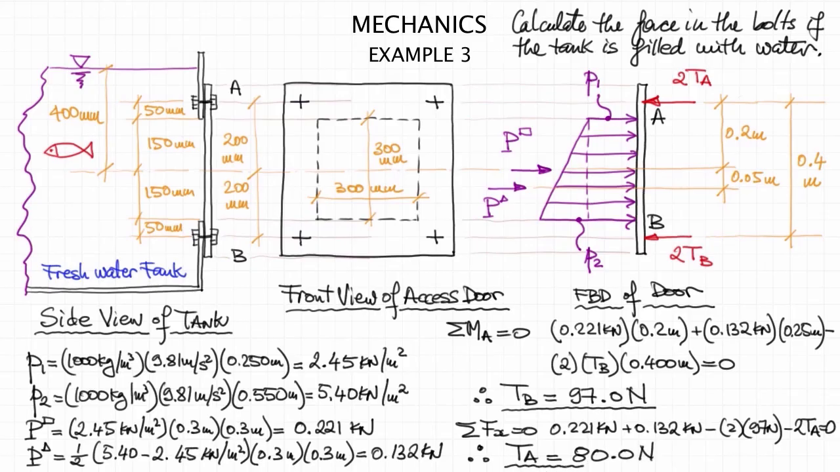Now, is this correct? Well, if we look at these two magnitudes, the force in the bolts at B is larger than the force in the bolts at A, and it makes sense because the pressure intensity at the bottom, P2, is larger than the pressure intensity at the top, P1. So therefore we expect that the reaction force, or the force in the bolts at the bottom, be larger than the one at the top.